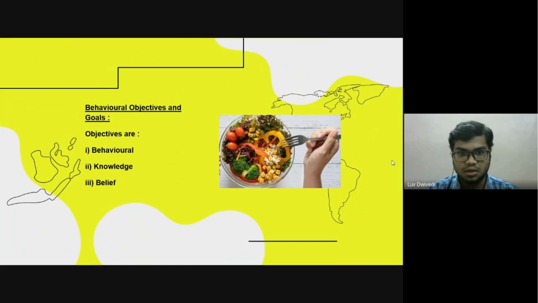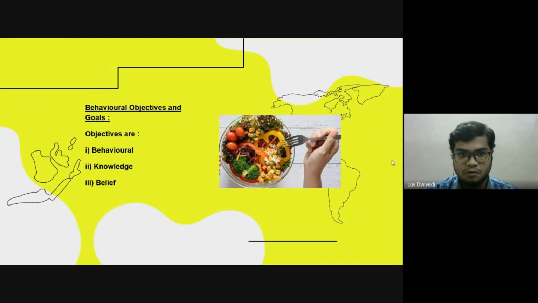Next is the knowledge. According to a survey of school-going children in Punjab, 12.24% of boys and 14.31% of girls were overweight. With this data, we are trying to convey that obesity is a serious problem and has to be dealt with immediately.